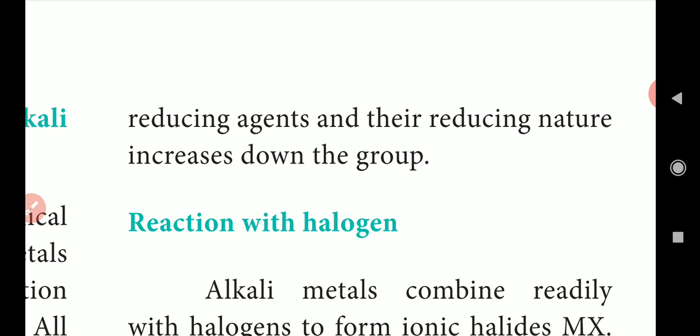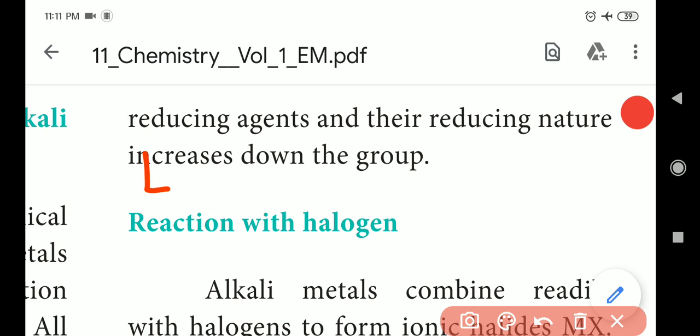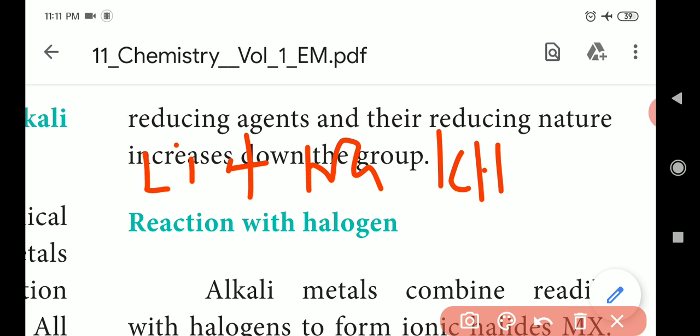There is one more question. Among the following metal hydrides, lithium hydride, sodium hydride, potassium hydride, rubidium hydride, and cesium hydride, which one has the most reducing character? Cesium hydride. Which one has the least reducing character? Lithium hydride has the least reducing character.